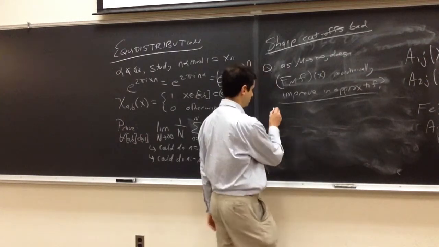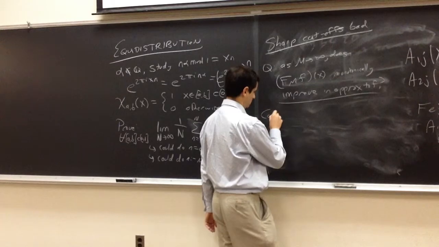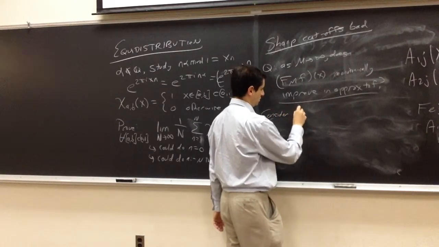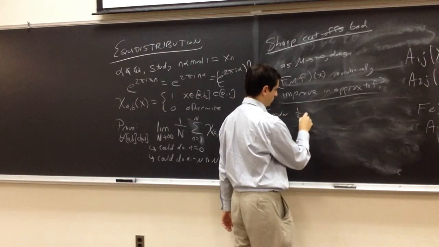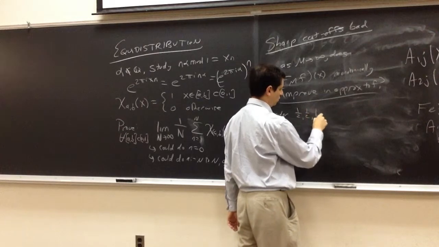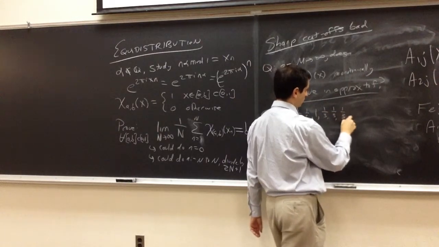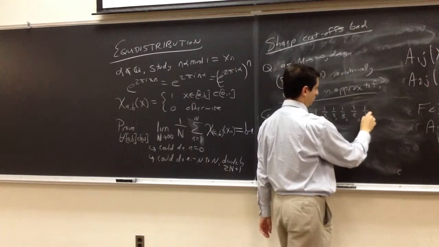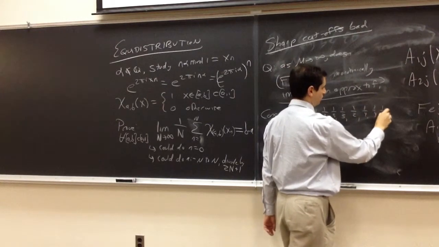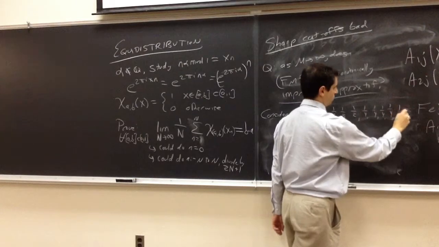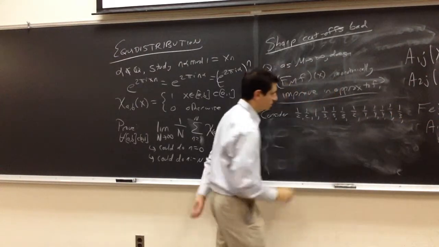Consider the following sequence. 1/2, 1/2, 1, 1/3, 1/3, 1/3, 1/2, 1/4, 1/4, 1/4, 1/4, 1/3. What should come next?